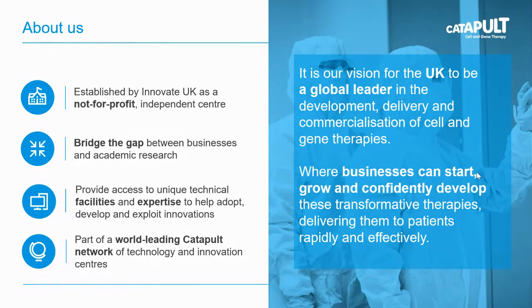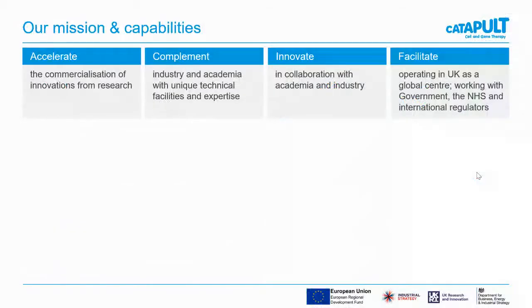Our overarching vision is for the UK to become a global leader in the development, delivery, and commercialization of those innovative therapeutics, and that businesses can feel confident that they can come to the UK and grow here and develop their innovative solutions. The mission of the Cell and Gene Therapy Catapult is to accelerate the commercialization of innovative research. We do this by working closely with industry and academia. We strive for innovation and we work together with our collaborators from the government, the NHS, and the regulatory authorities in order to facilitate this mission.